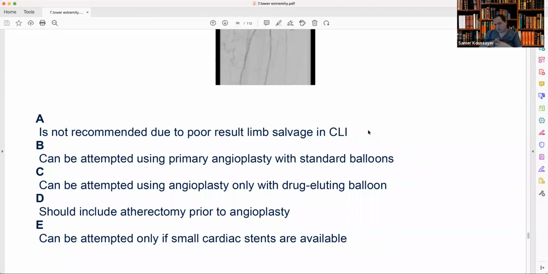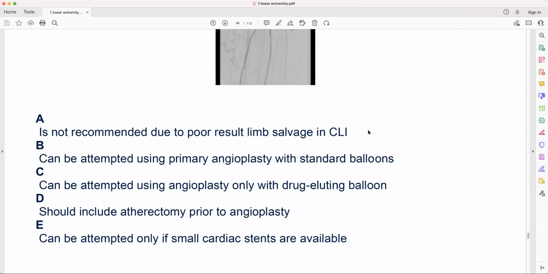So you can use it, but it's not really needed. None of the studies showed better limb salvage. It's better patency, but not limb salvage. And the moment you see "only" in the question, that means wrong. There's nothing in medicine like "only." So this is wrong.